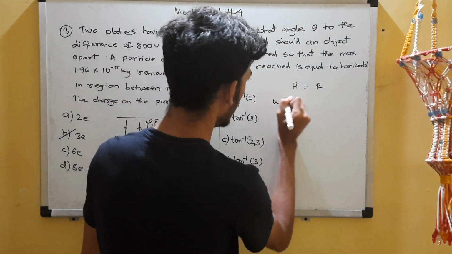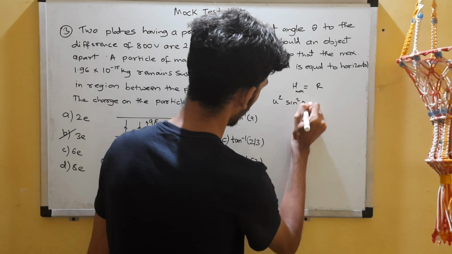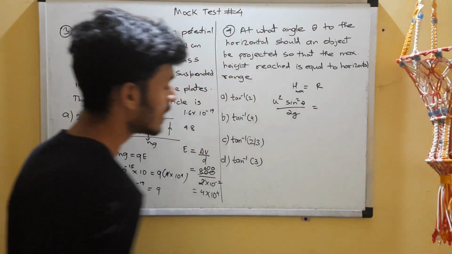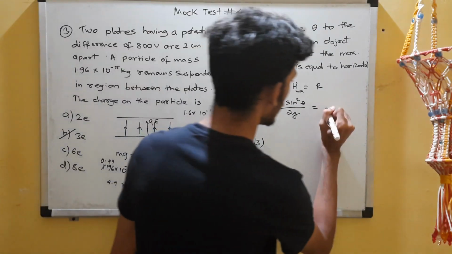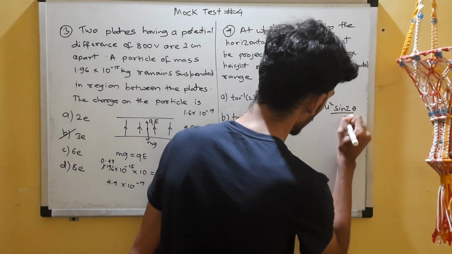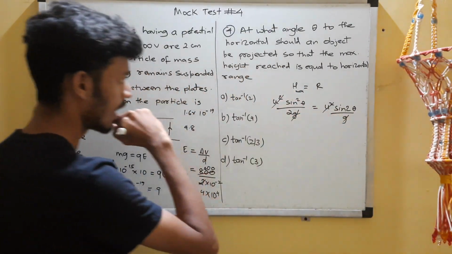The formula for h max is u square sine square theta by 2g. I hope you know it; by this time you should know it. And range, what is that? u square sine 2 theta by g, right? So you'll just have to cancel some stuff. g and g will cancel, u square and u square will cancel.